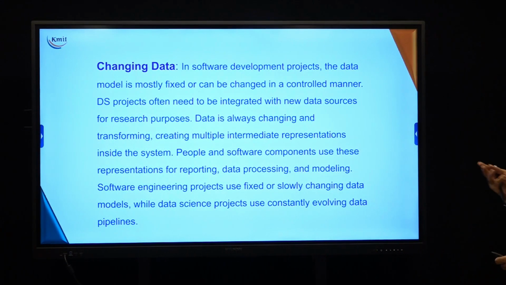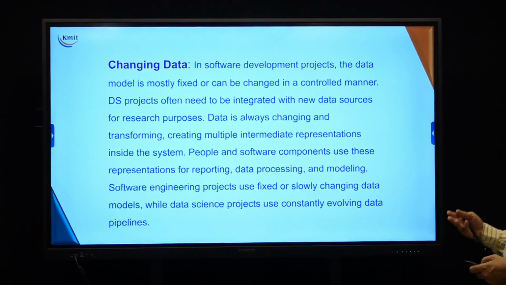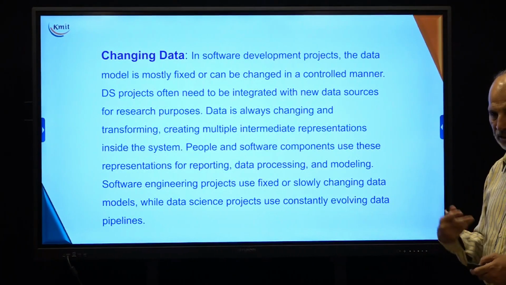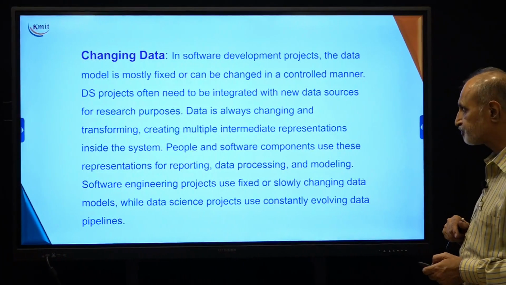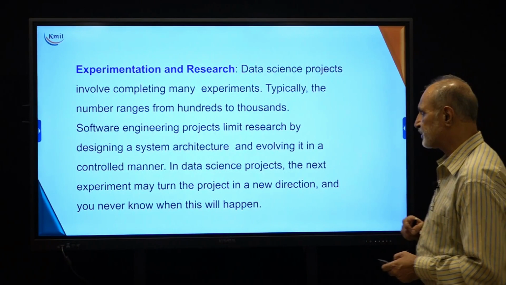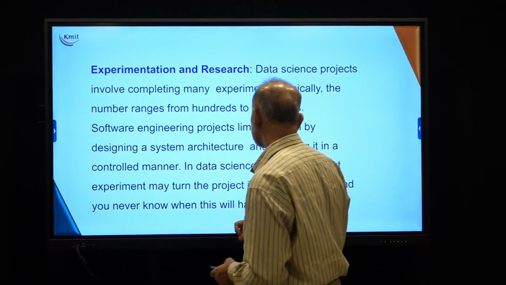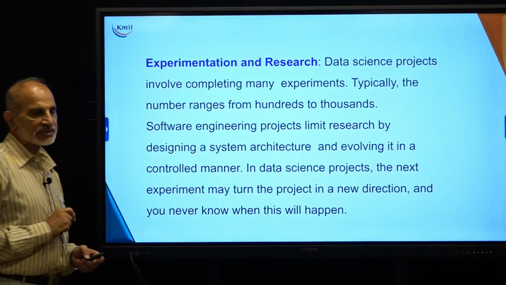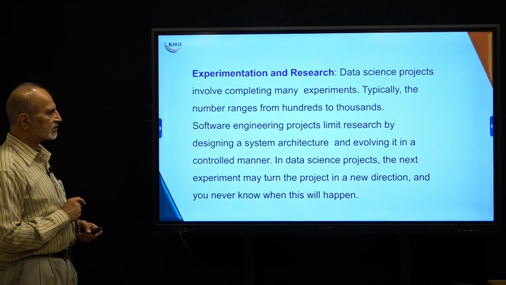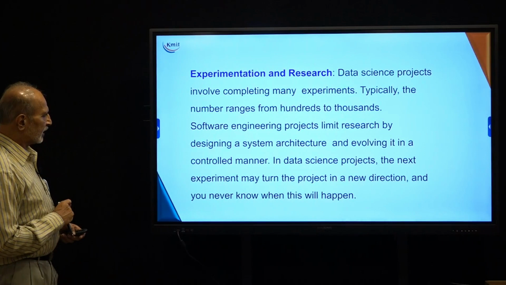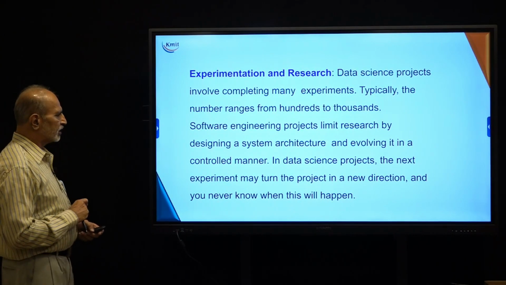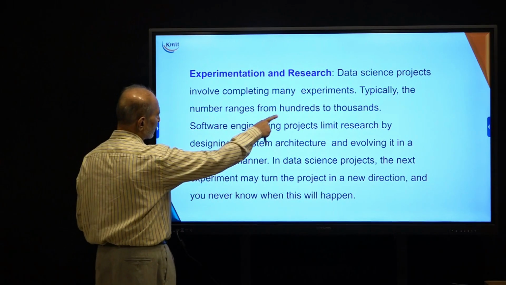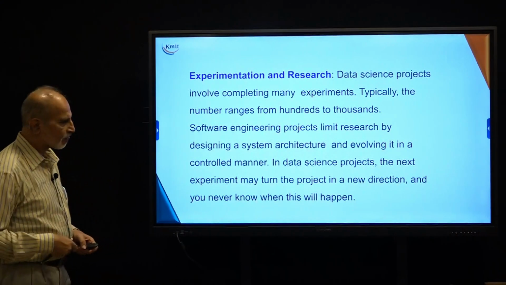Changing data, as we have seen, keeps on changing, so data processing techniques, model learning, everything will also keep on changing. Last but not least, experimentation and research. Data science projects involve a large number of experiments. This is the underlying principle of a data science project. Typically the number ranges from 100 to 1000 iterations.